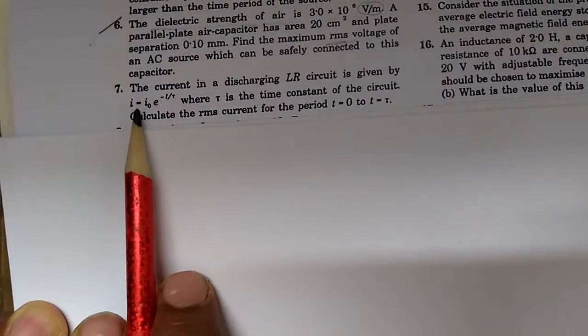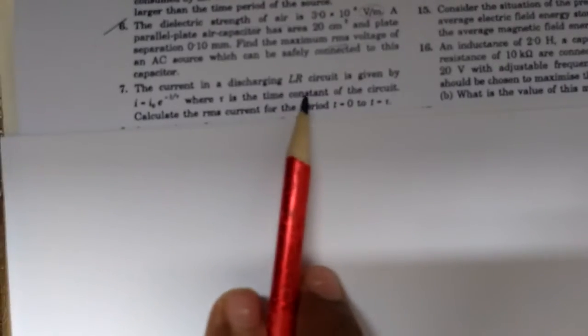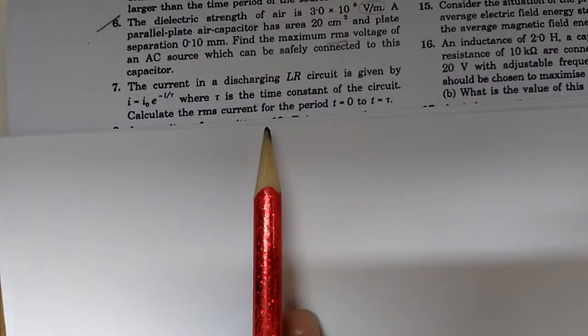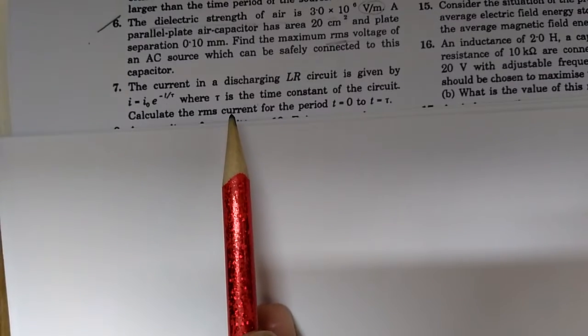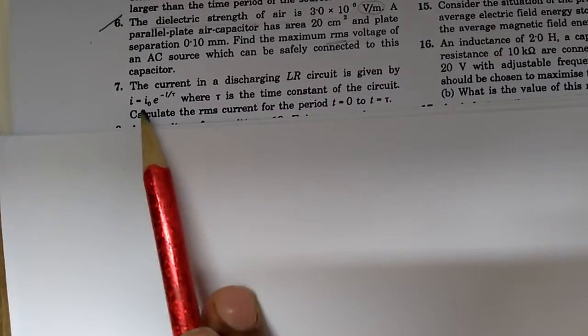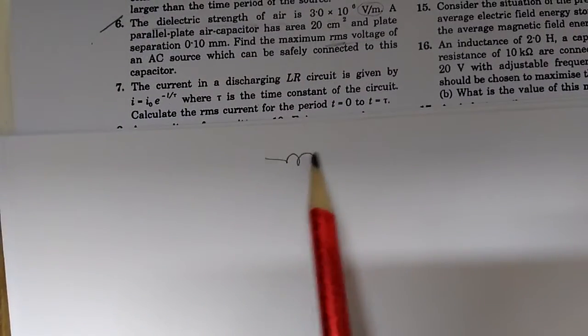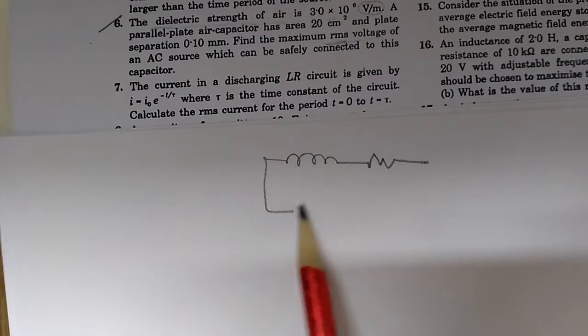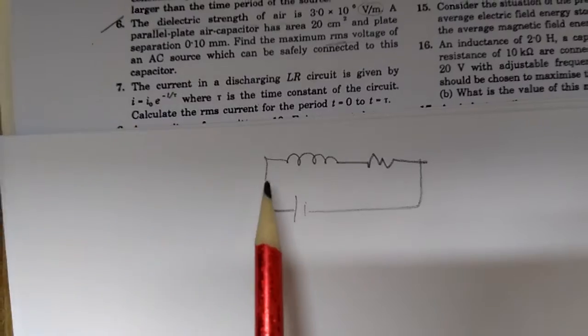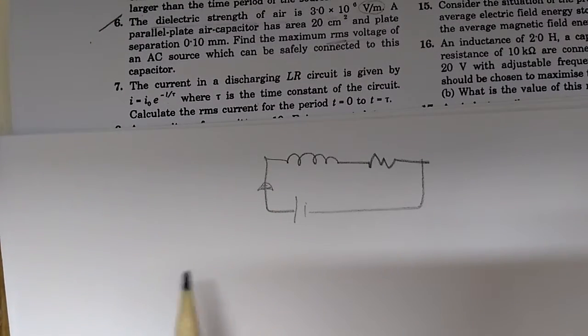Question number 7. Current in a discharging LR circuit is given by this relationship, where tau is the time constant of the circuit. We need to find the RMS current for the period t equal to tau. In an LR circuit, you can find my video on the derivation of this formula, but we are already given that this is an LR circuit, something like a resistance and an inductance driven by some voltage, and this is the instantaneous value of the current flowing in this circuit.